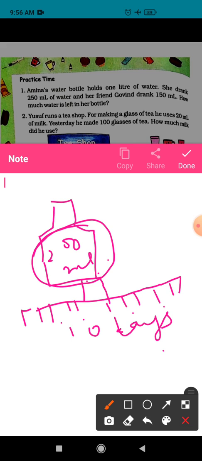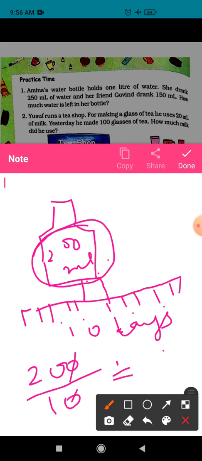It's obvious which operation you will apply here. Division. So simply divide 200 by 10. One's place has 0, one's place has 0, cancel. What is left? 20 is left. So it means grandma uses 20 ml of medicine every day.